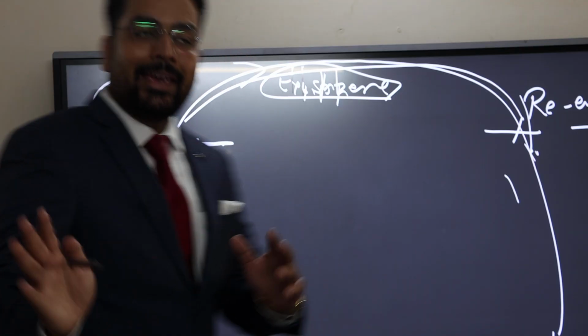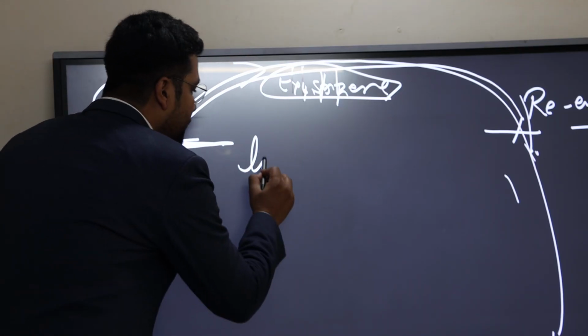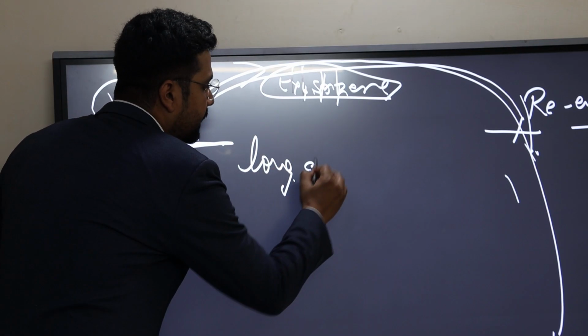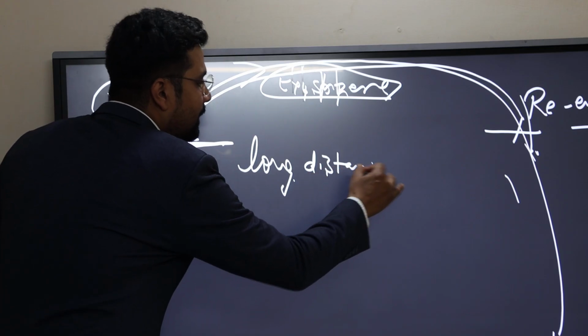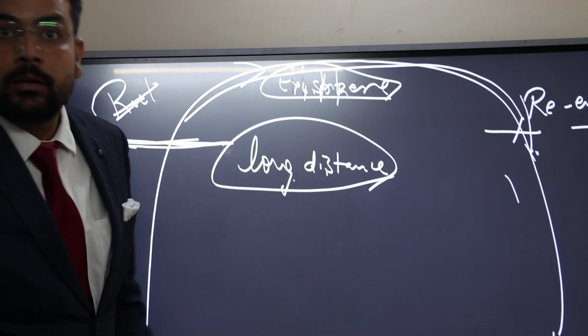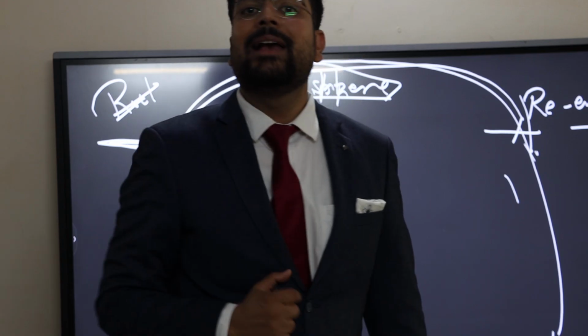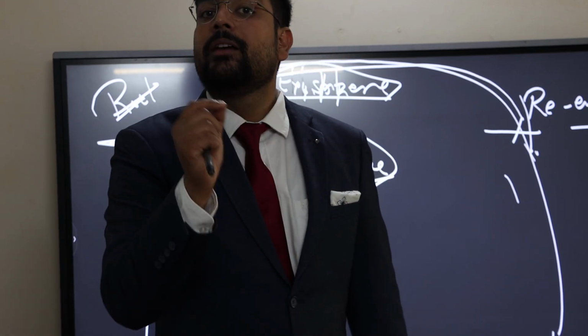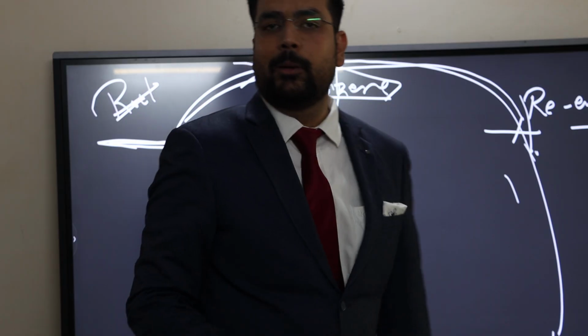So we can say that most of the long distance missiles are based on rocket engines, while most of the shorter distance missiles are based on jet engines. This is the very basic specification.